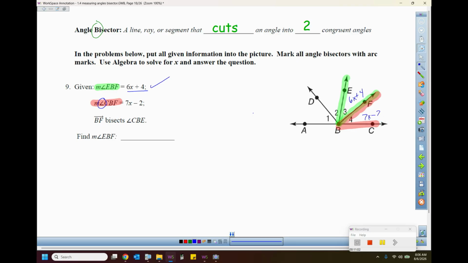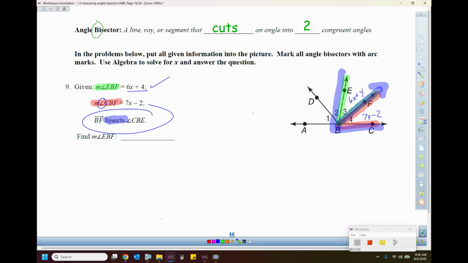And right now, that's all we know until we read the magic statement down here that's going to tell us what to do. They say ray BF bisects angle CBE. And the magic word there is bisects. So here's angle CBE. You don't have to highlight that a third color because it just makes things messy, but I'm just showing you. Here's angle CBE. Here's ray BF. That guy did this. It cut that into 2 equal pieces.